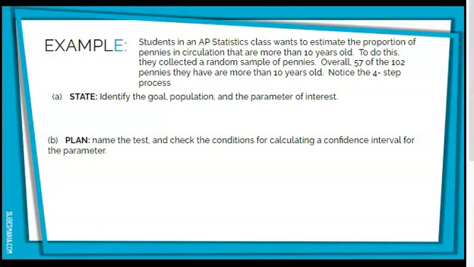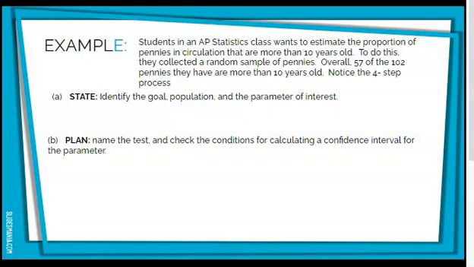All right, I'm going to slowly walk you through an example of how all this works together. Students in an AP Stats class want to estimate the proportion of pennies in circulation that are more than 10 years old. So to do this, they collected a random sample of pennies. Overall, 57 of the 102 pennies they have are more than 10 years old. As I walk through this, I want you to notice the 4-step process because you're going to be expected to use it as we go along, and we'll develop it more in the next video.